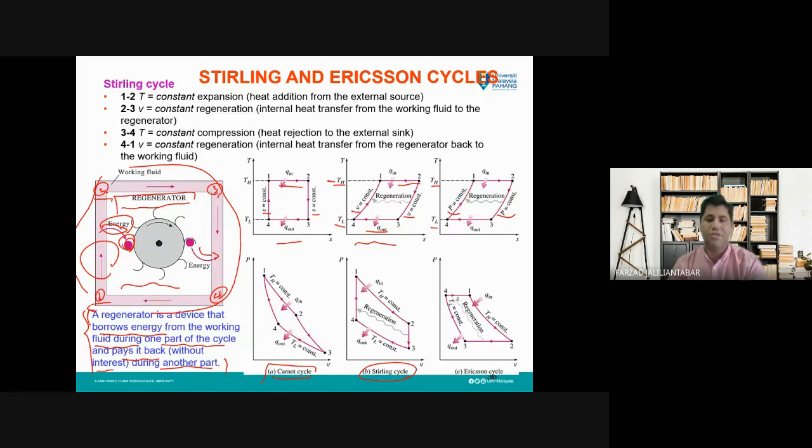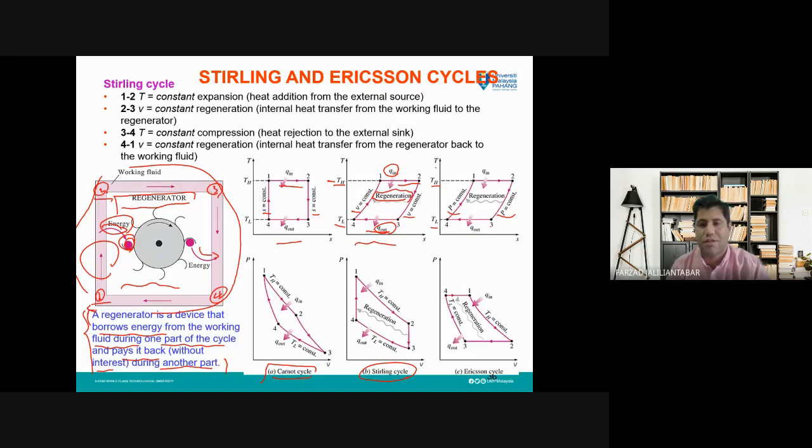And how is it possible to have this type of cycle? It is possible due to this regeneration. This regeneration helps to keep or save a part of the Q in, which is added to the system, and prevents it from being released to the surroundings.